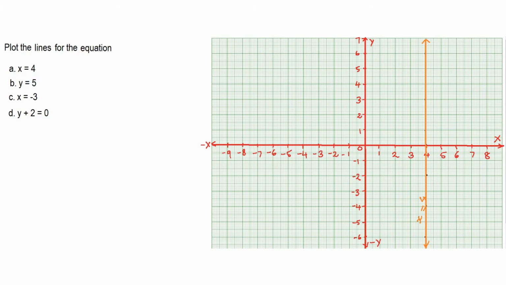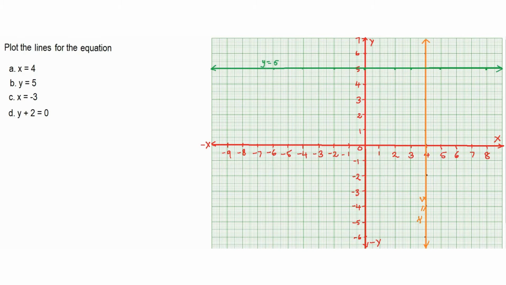y equals 5. That's the second question. So let's plot all points whose y coordinate is 5. The first point is (0, 5), and then I have (2, 5), (3, 5), (5, 5), (8, 5), and (-6, 5), (-4, 5), (-2, 5). So you will notice that all these points have their y coordinate equal to 5, and hence the line joining them should have the equation y equals 5. So the equation of this line is y equals 5.